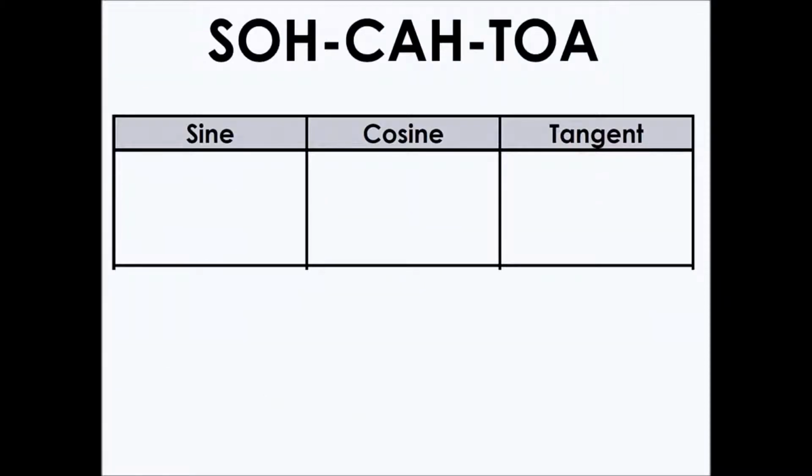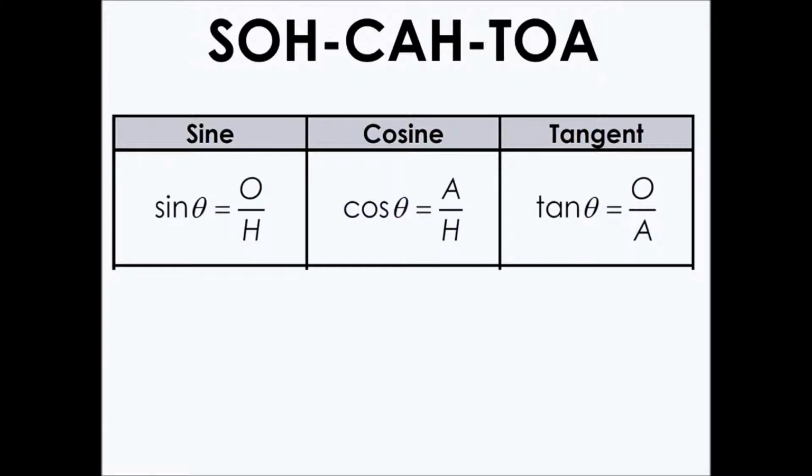Remember the mnemonic device, SOHCAHTOA. Sine of theta is equal to the side opposite theta divided by hypotenuse. Cosine of theta is equal to the side adjacent to theta divided by the hypotenuse. And tangent of theta is equal to the side opposite theta divided by the adjacent side to theta.